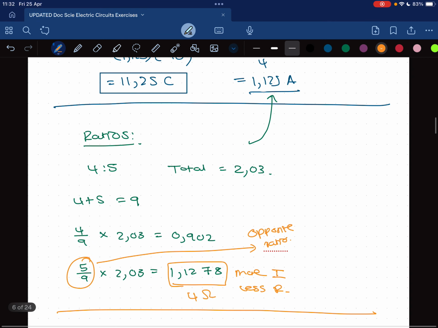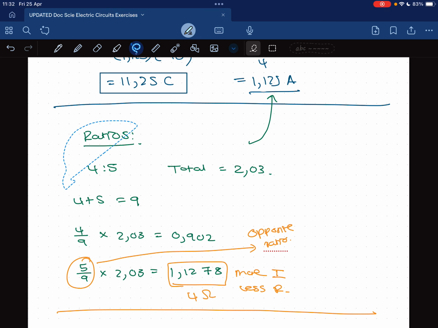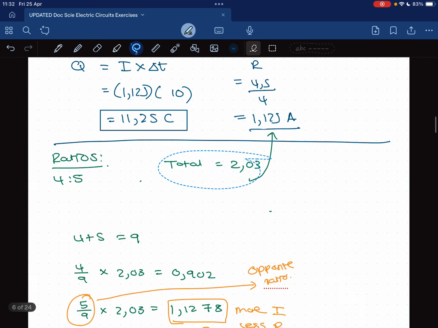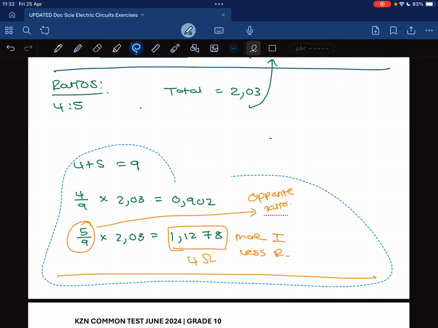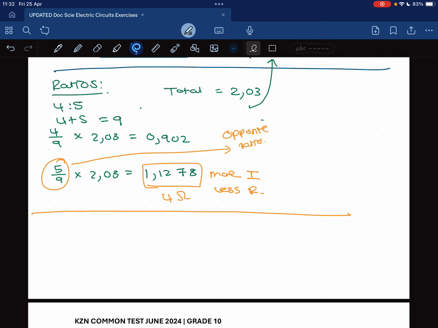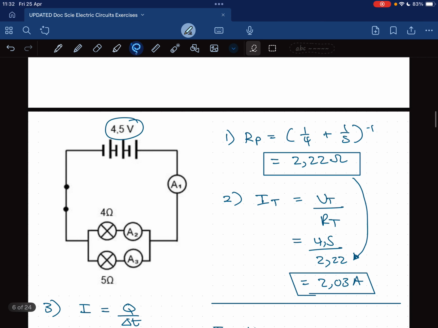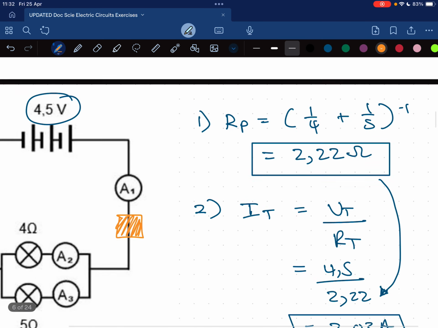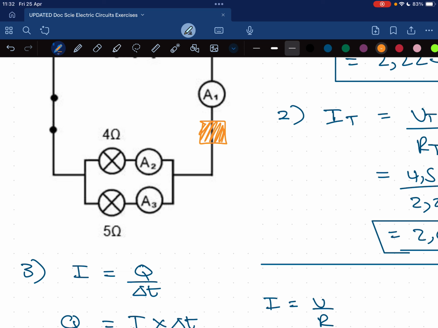Okay, so firstly, let me just make a little bit more space here so that we can answer on this page. So we need to ask ourselves, okay, what does adding a resistor do to the circuit? So if I'm going to add a resistor here, it wants to know how it's going to affect the total current. So total current is equal to V total over R total.